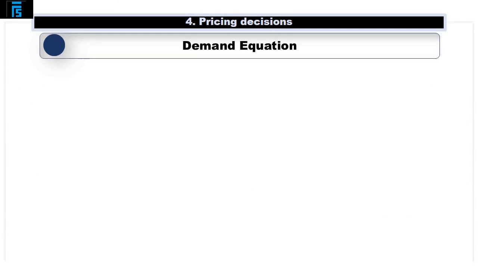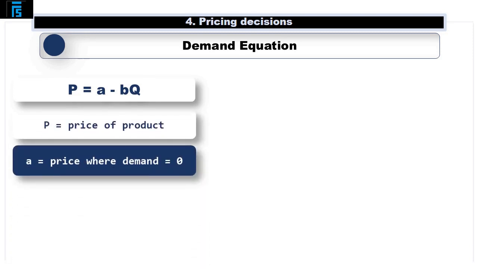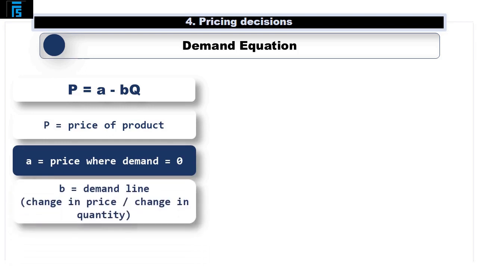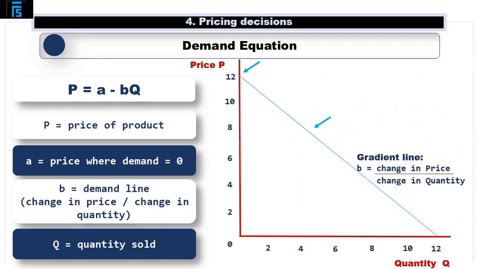In order to estimate demand for a product, we can use another formula called the demand equation, which states that P equals A minus B multiplied by Q, where P is the price of a product, A is the price where demand is 0, B is the demand line calculated as change in price divided by change in quantity, and Q is the quantity sold. BQ will always be deducted from A because the idea is that the quantity sold will increase as prices drop and vice versa. If we look at this in graphical form, we can see the demand line showing an increase in quantity sold as the price drops.